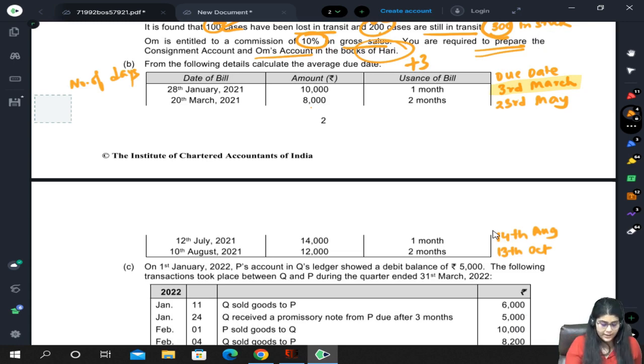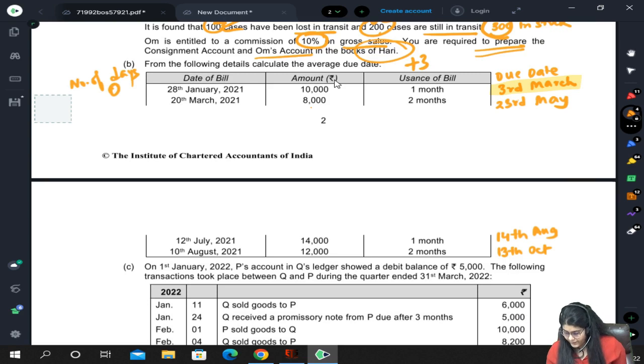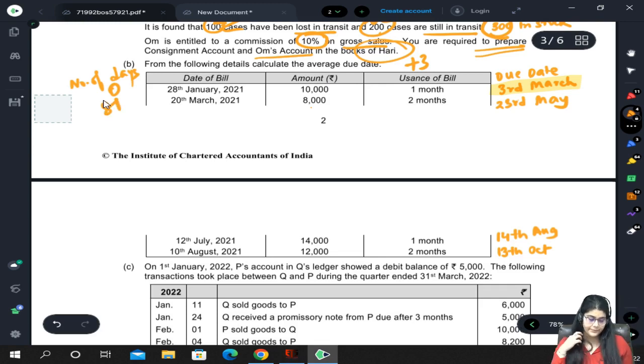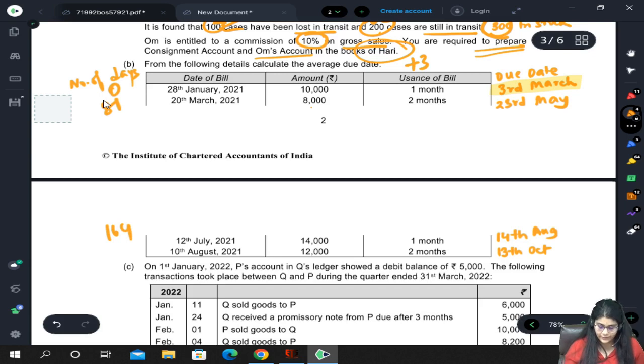3rd March to 23rd May, we have the entire April in between, and we have 27 days in March and 23 days in May. So that gives us a total of 81. 14th August is again, we have full April, May, June and July. We have 14 days of August and 27 days of March. So that gives us a total of 164 days.